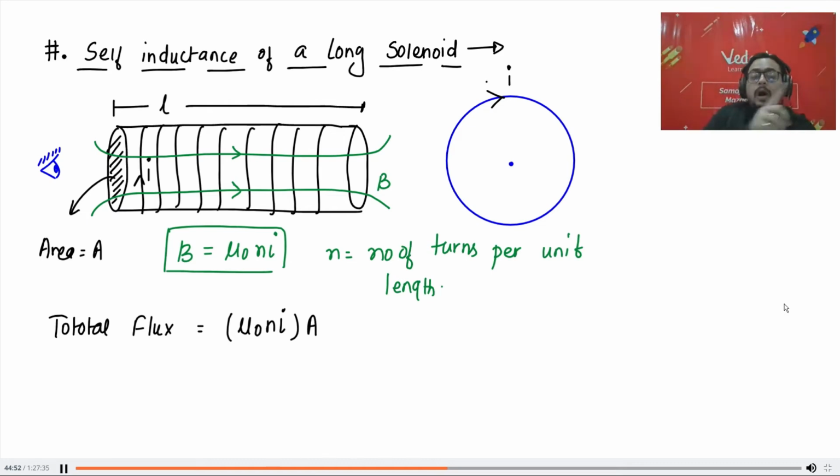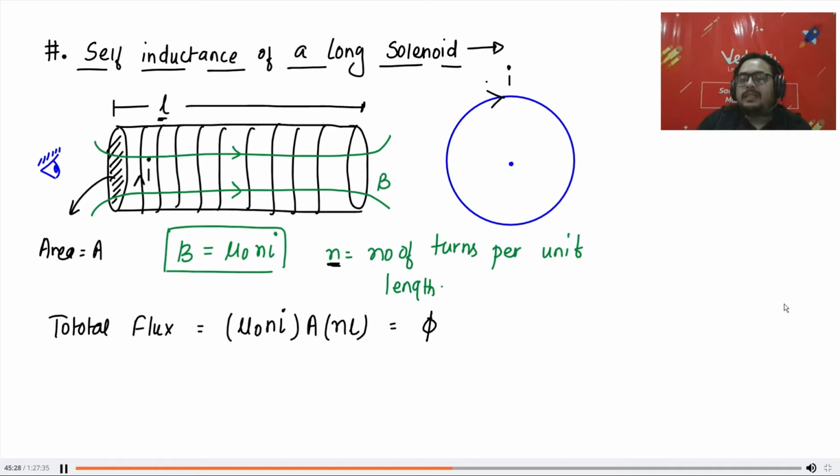Now how many total loops are there in the whole solenoid? Very good, Sherdil. Number of turns per unit length is small n and total length is L, so I can write nL. Please try to understand: the number of turns per unit length is small n and the total length is L, so total turns are n into L. Now this is your total flux.